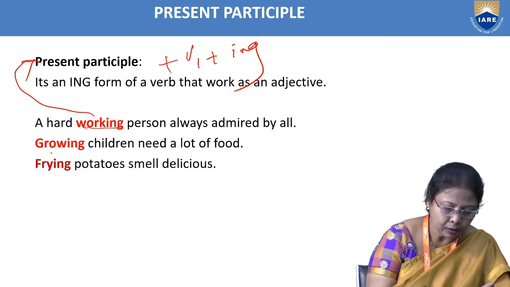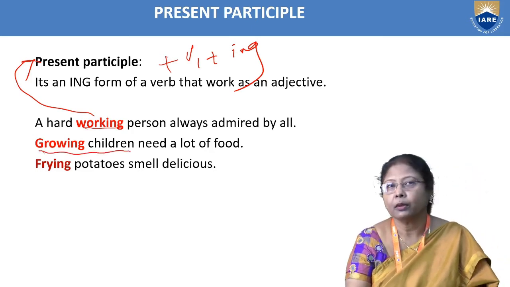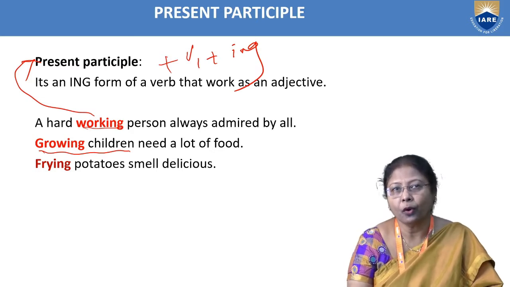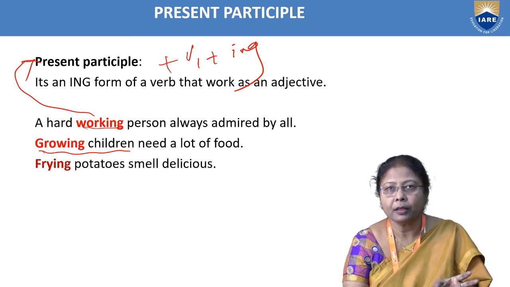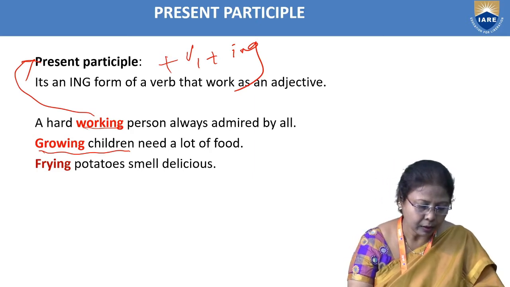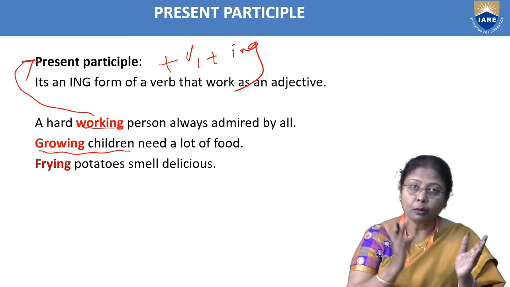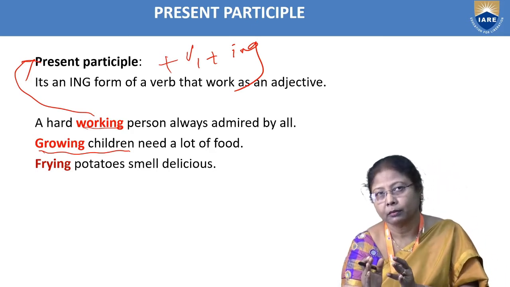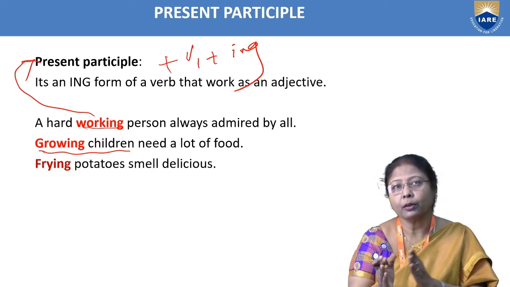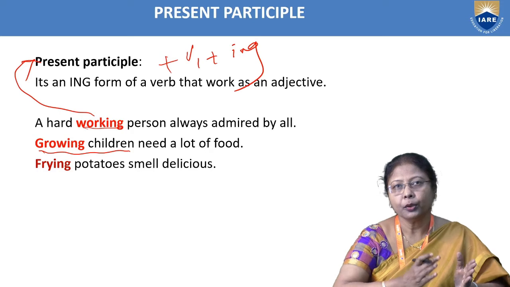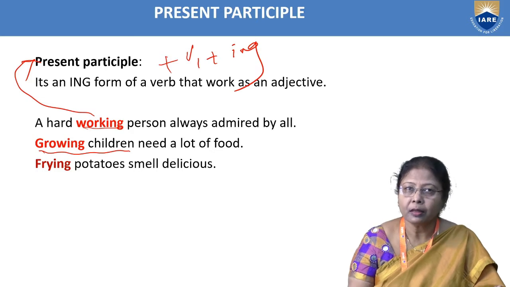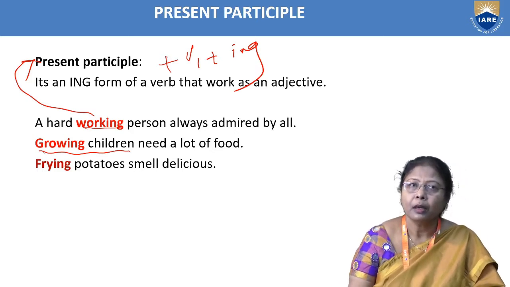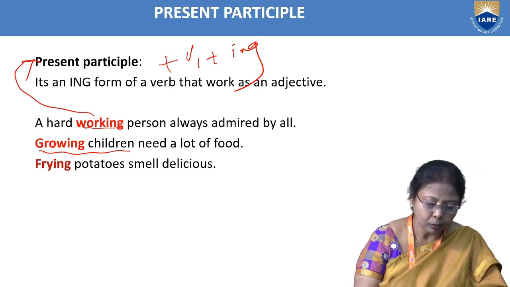The next example is growing children. Growing is also an ing form, a V1 ing form, meaning a verbal form, a present participle, which acts as an adjective before the noun children. Growing says something about the children. What sort of children are they? They are growing children. The present participle is used here as an adjective before the noun, which modifies the noun children.